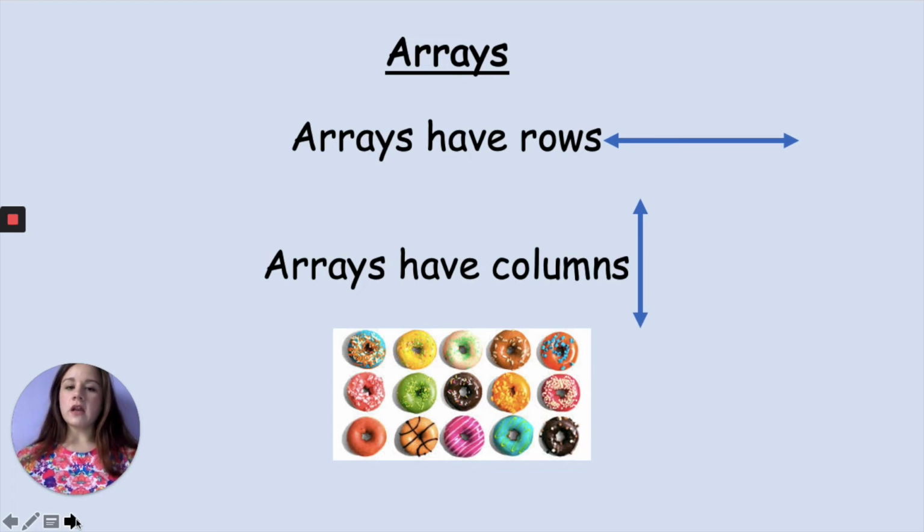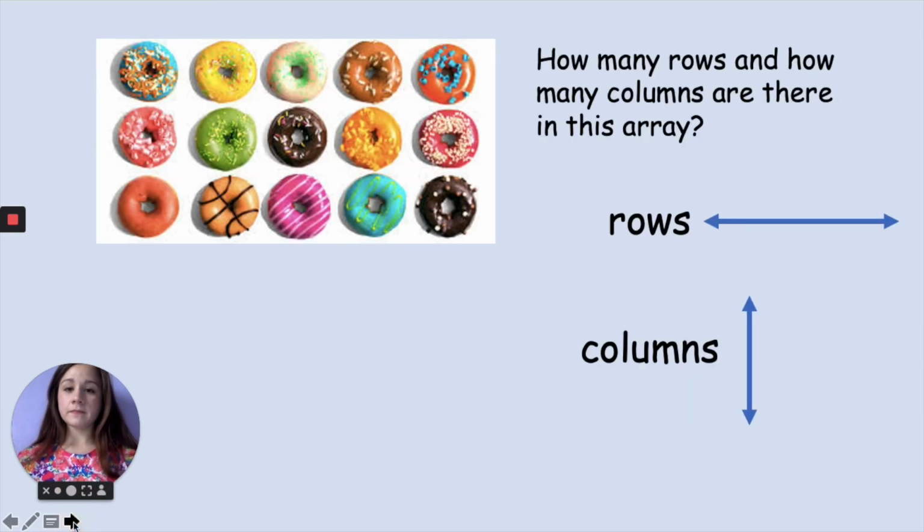Now we also learnt about arrays. So arrays have rows, they go from left to right, and columns up and down. Here we have an array of donuts. Now how many rows and how many columns are there in this array?